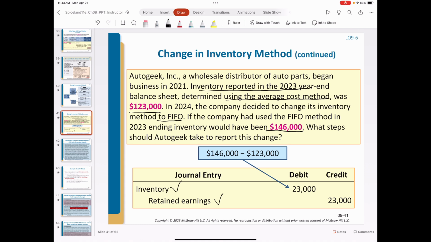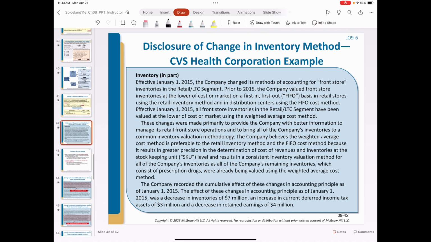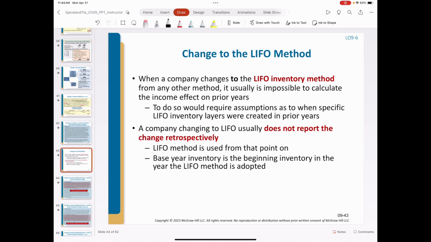The company should also restate their prior year financial statements, make journal entries accordingly, and disclose the details in the notes. So here are notes from CVS Health Corporation. In this chapter, you just need to know the steps. You don't need to know how to restate financial statements.